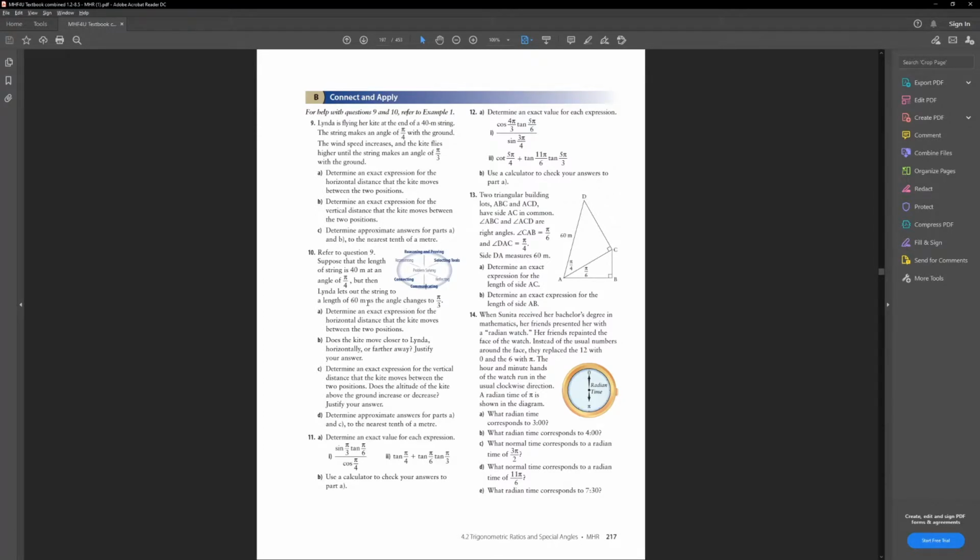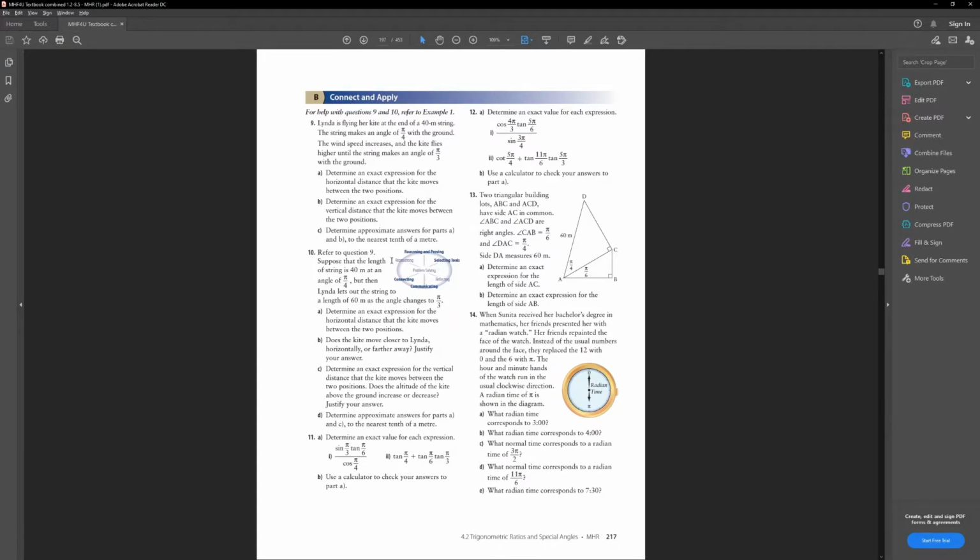It's asking us to determine the exact expression for the horizontal distance that the kite moves. It asks if it moved closer to Linda, horizontally or farther away. Then it's asking us for the vertical, and then to compare the altitude, and then again to actually find the approximate answers. So for here, it's almost the exact same procedure as question 9, but now for x2, instead of x2 over 40, we now have x2 over 60 because our hypotenuse changed.